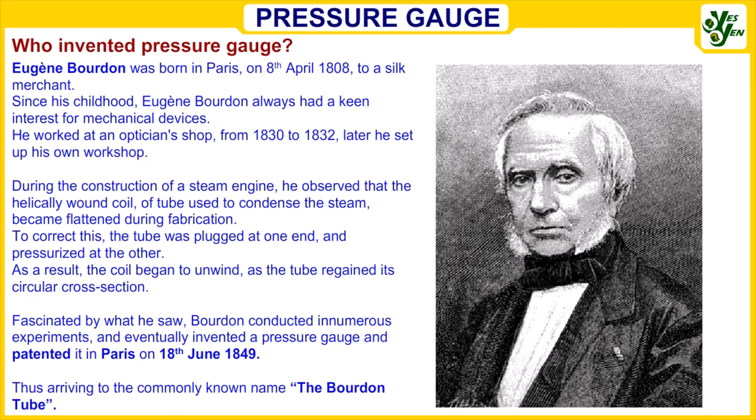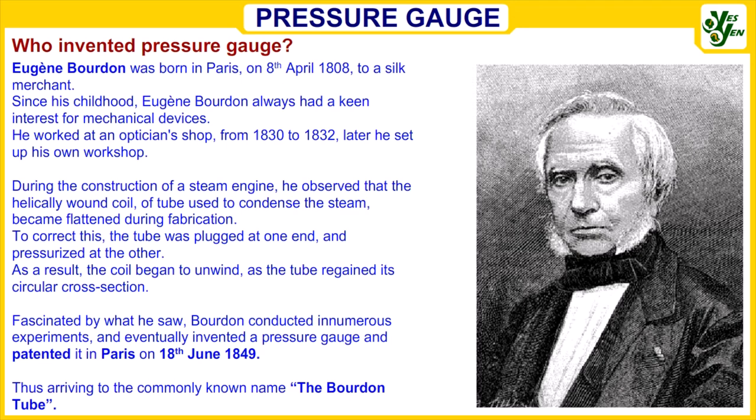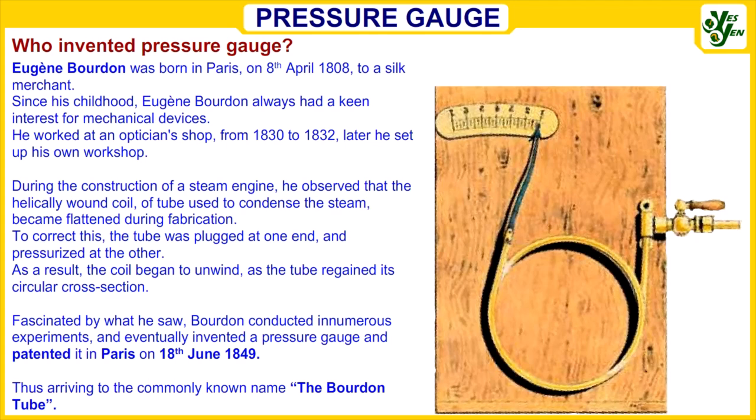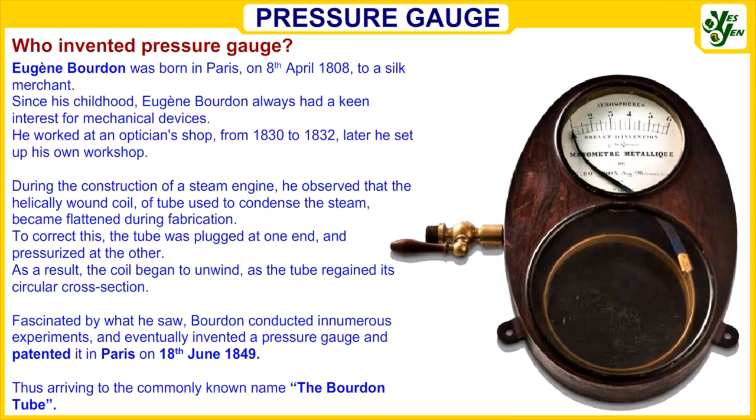Who invented pressure gauge? Eugene Bourdon. Eugene Bourdon was born in Paris on 8 April 1808 to a silk merchant. Since his childhood, Eugene Bourdon always had a keen interest for mechanical devices. He worked at an optician's shop from 1830 to 1832, later he set up his own workshop.